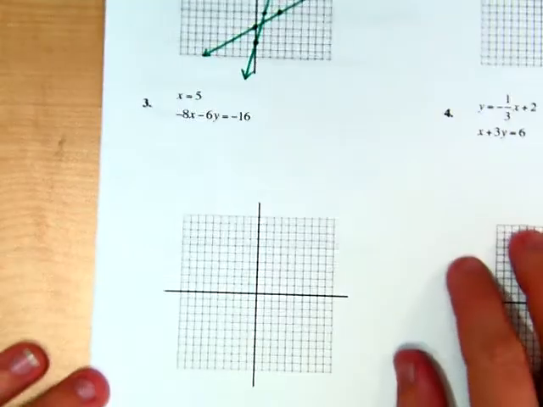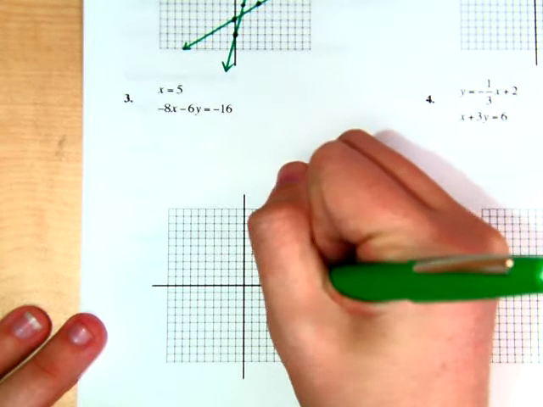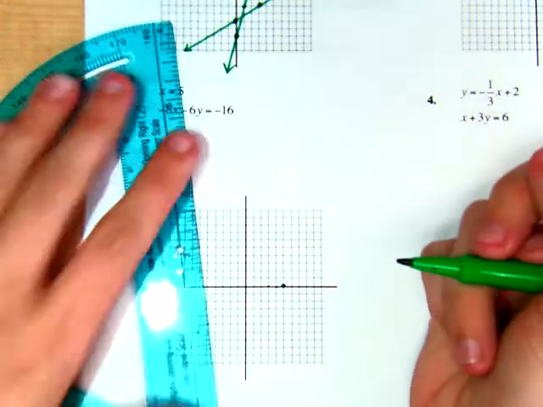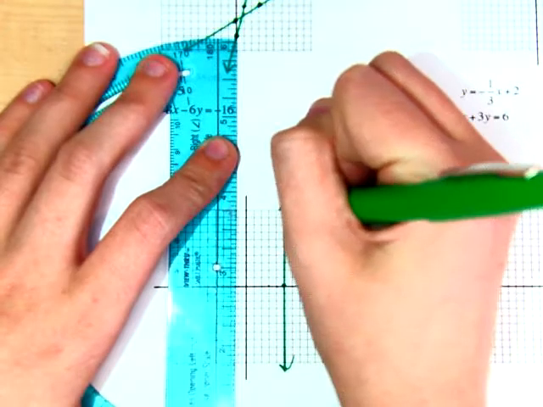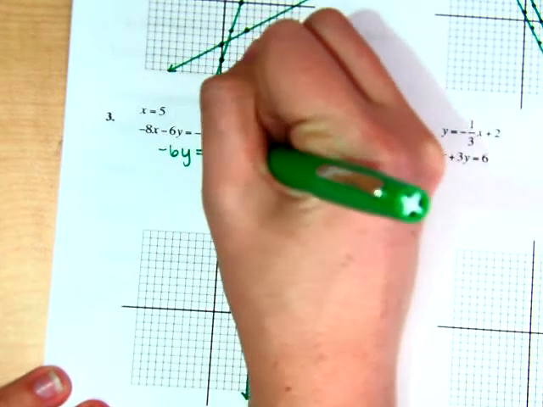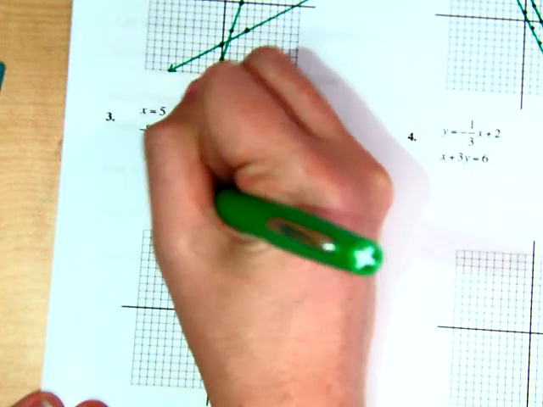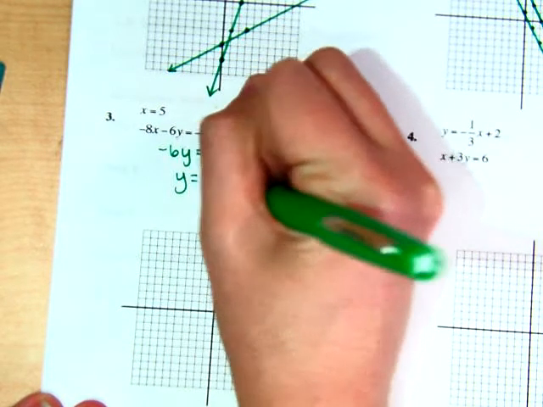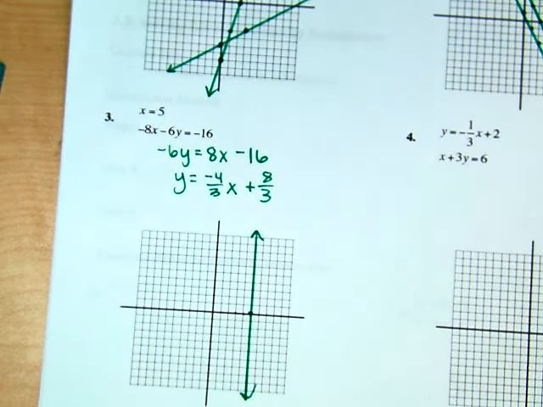Okay. x equals 5. An x equals line is straight up and down. We go right over to 5. 1, 2, 3, 4, 5. And go straight up and down. And then the other one, I'm going to solve for y. So I have 8x minus 16, and then have a nice division here. -4 over 3 x plus 8 over 3. That's a really ugly one, too. Good job, me.